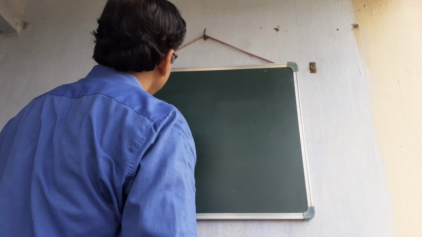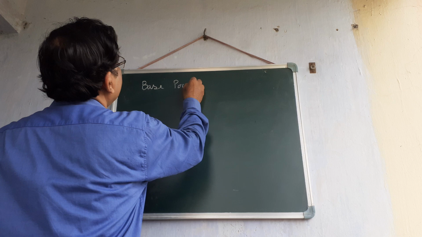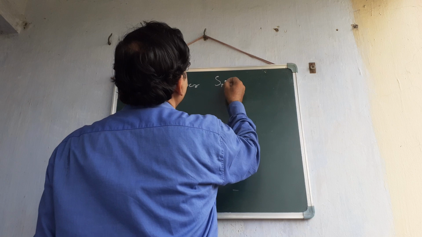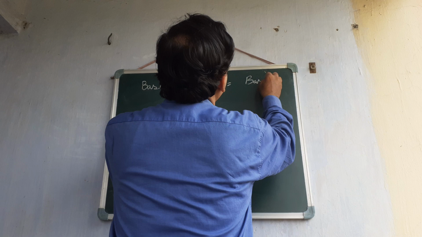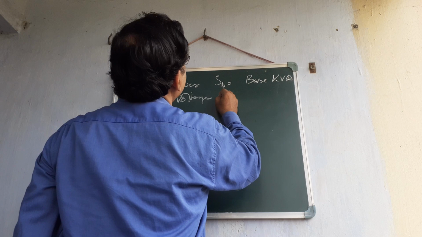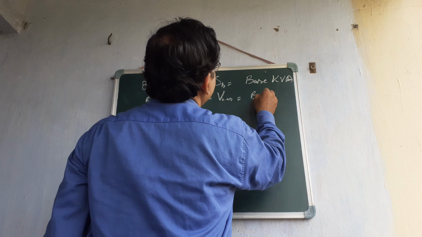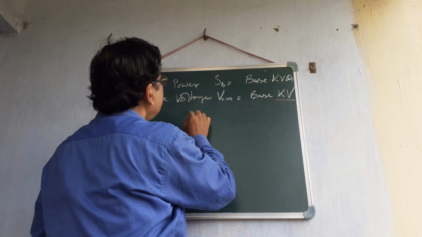In the per unit method, we have to select two quantities. One is base power, that is called base KVA. The other is base voltage, that means V base, which is base KV. This we will consider because we know that in a power system the voltage is in KV and the power is in KVA, not in volt ampere.